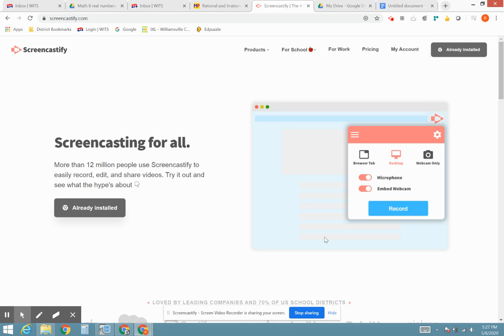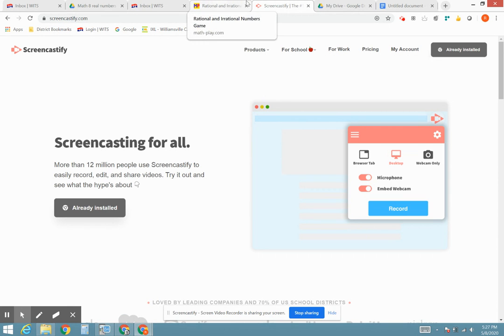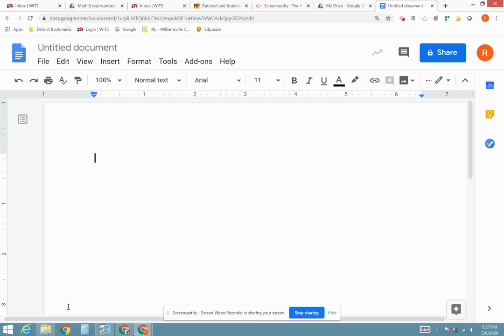Hey y'all, I just wanted to pop in here quick and show you some shortcuts for sequences that you can do on your calculator in case you get stuck.